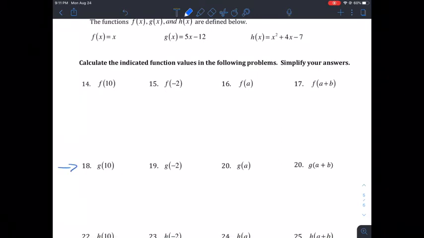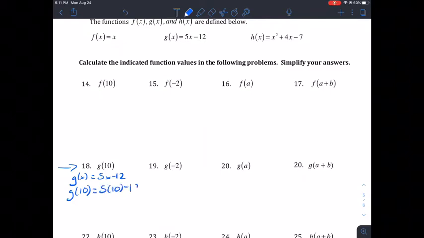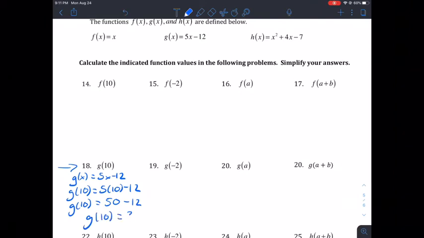If you look at number 18, it's asking for g of 10. So what we need to do is plug in 10 for x. We know g of x equals 5x minus 12. So g of 10 is going to equal 5 times 10 minus 12, which is going to give us 50 minus 12, which gives us 38. So that's how you do number 18.